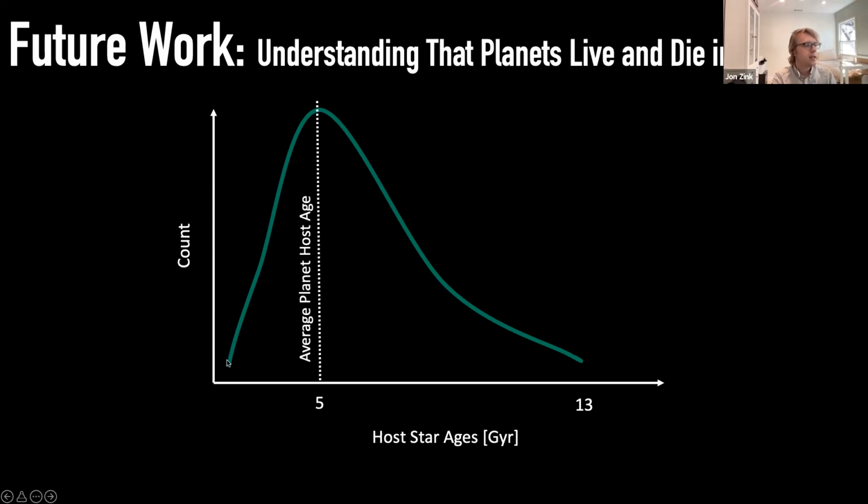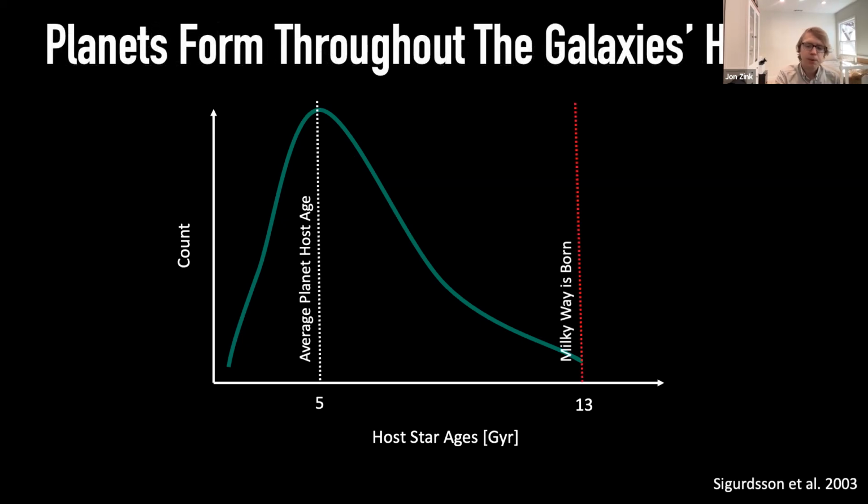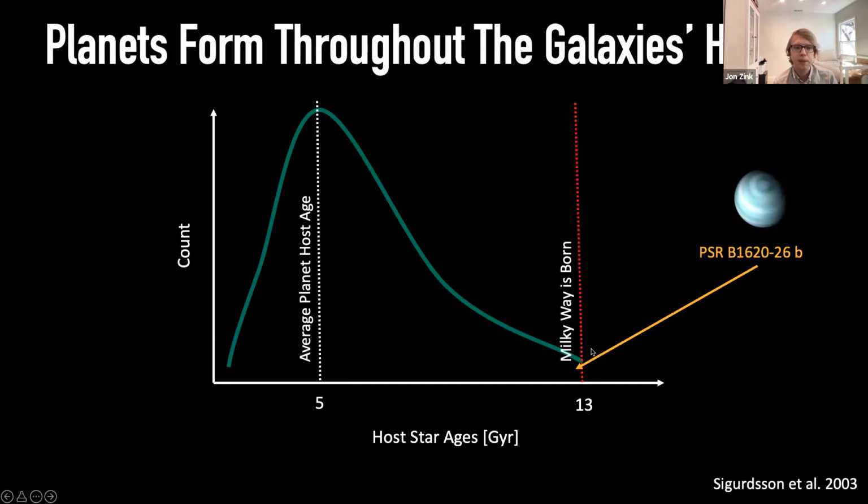So what I'm plotting here is a histogram essentially of the stellar age of the planet hosts we know about today. And so you see the average is about 5 gigayears old, but we do have planet hosts that go all the way back to about 13 gigayears. And that's right around when the Milky Way was born. So when the Milky Way was born, we know very early on planets were forming. And we have evidence of this with this pulsar, PSR B1620-26b. Essentially, this thing was born right around when the Milky Way was born. So we know that we had planets in really early stages of the Milky Way.